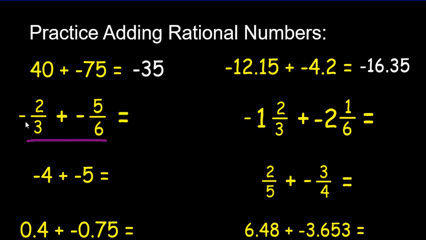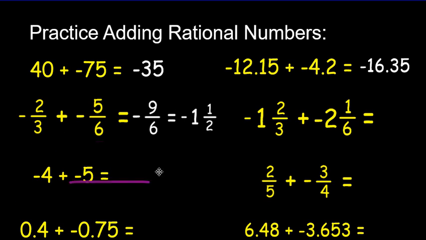Did you realize they were both negative? After converting to a common denominator, you should have got negative 4/6 plus negative 5/6, which equals negative 9/6. And if we simplify this improper fraction into a mixed number, we get negative 1 3/6, or negative 1 1/2. Let's do the next one. Actually, let's move over here.